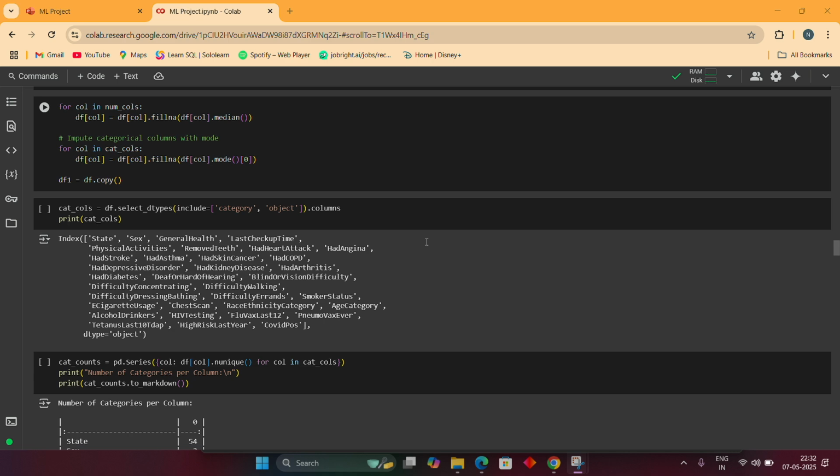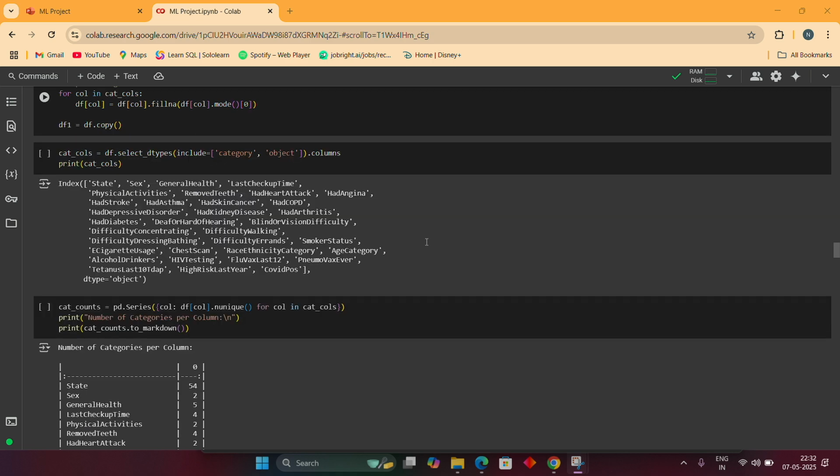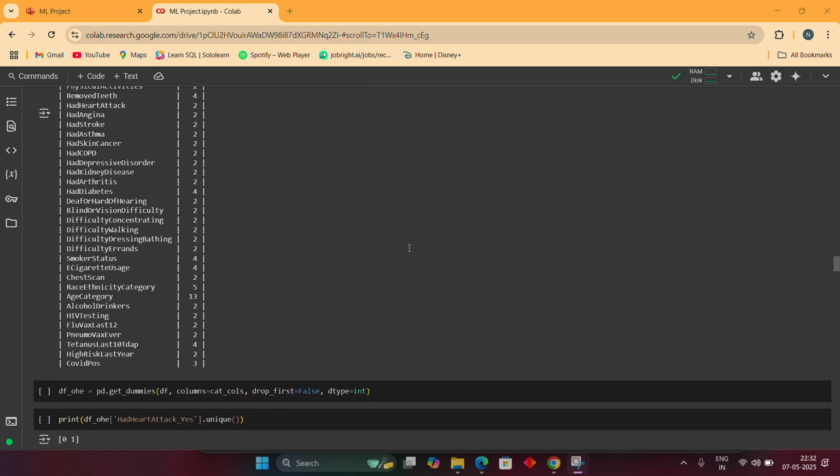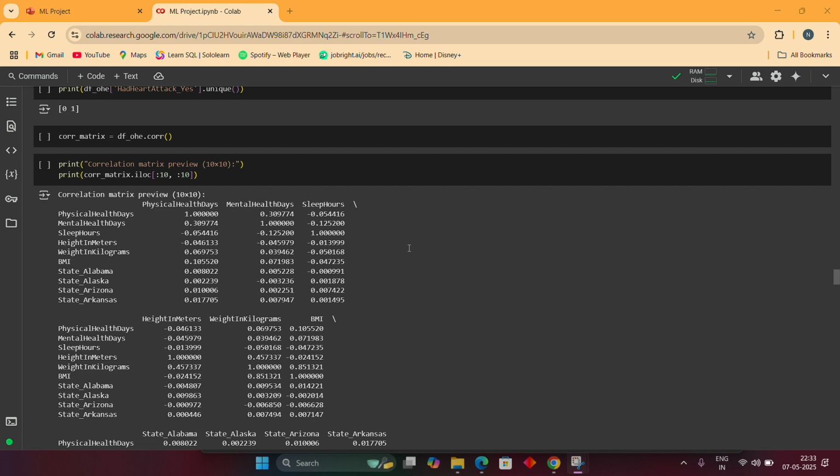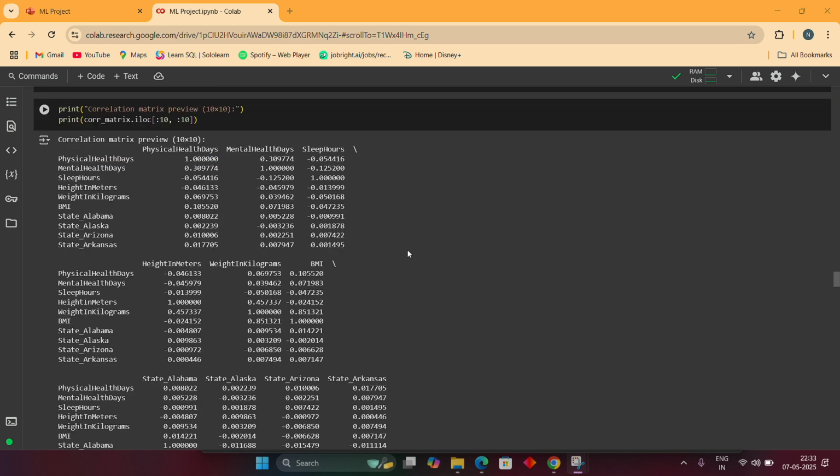In this way, we encoded all our categorical columns and tried to make a correlation matrix. When we made the correlation matrix, we tried to get the top 30 values which were correlated with our target column, that is, had heart attack. We had some features like had angina and had stroke that were more inclined.